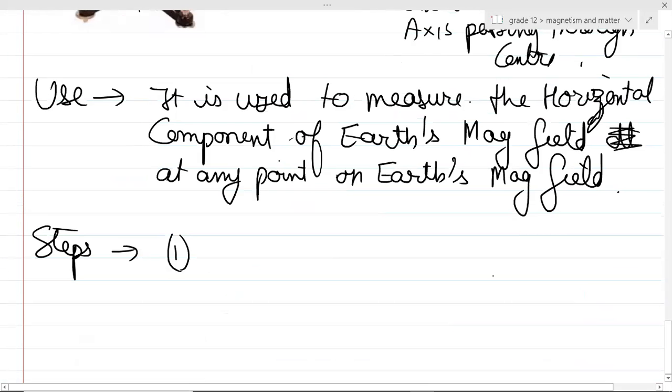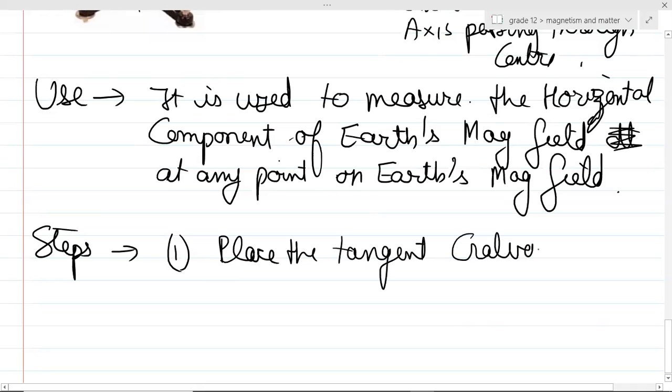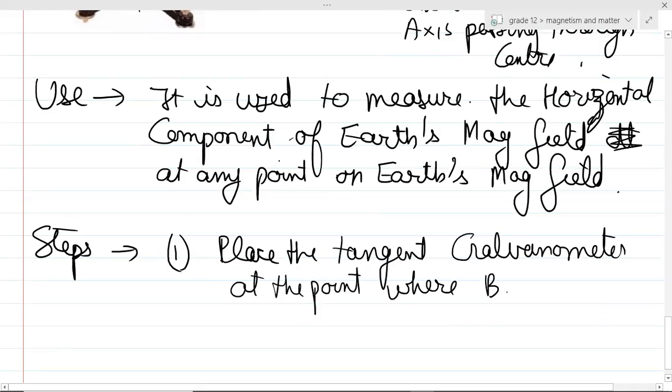So the first thing is, wherever you want to find out the value of the horizontal component, place the tangent galvanometer at the point where BH has to be calculated, right?